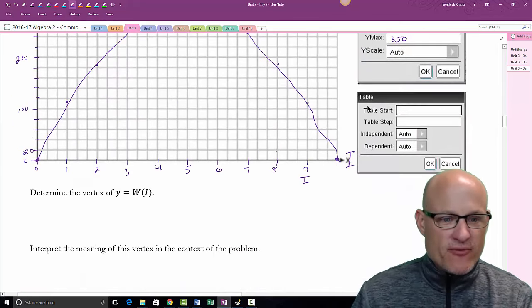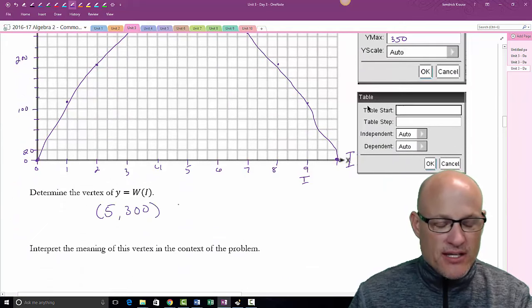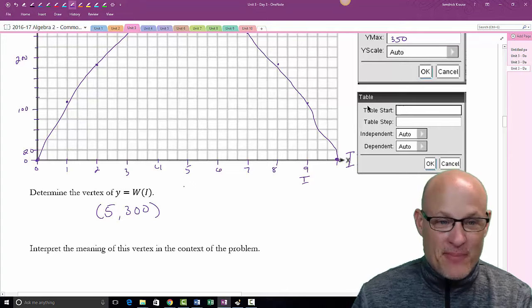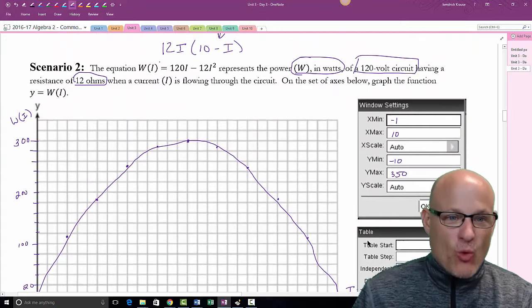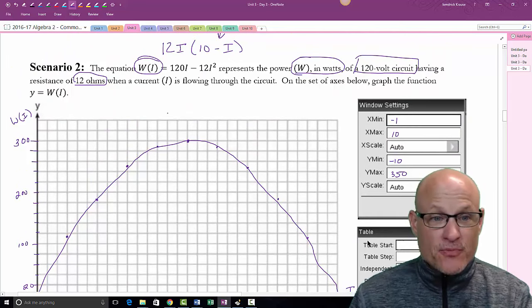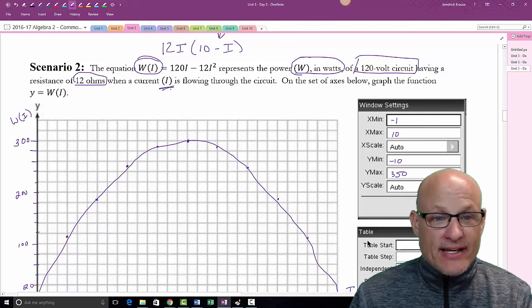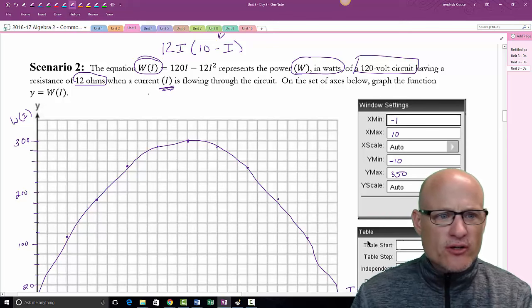Anyway, let's see. Determine the vertex of I. The vertex was 5,300. Interpret the meaning of this vertex. And now you got to do the very, very best. So remember, this is watts. So the maximum number of watts occurs when I, having a resistance of 12 ohms, when a current I is flowing.